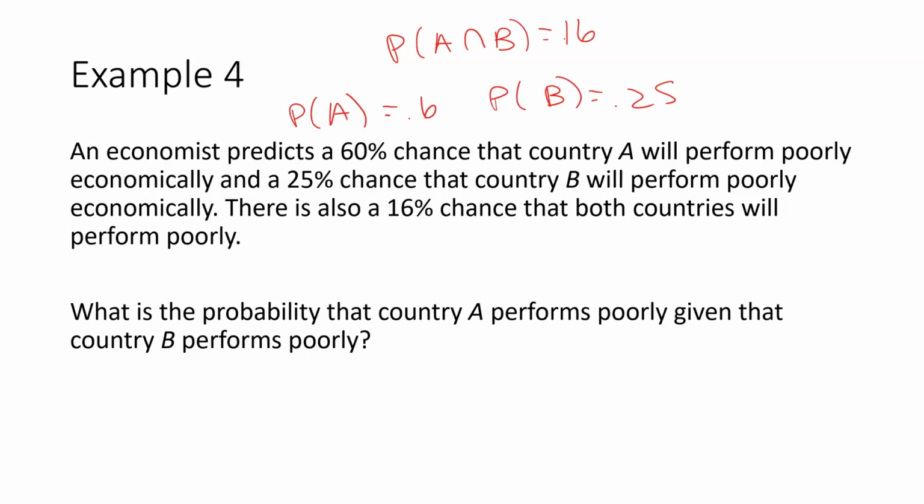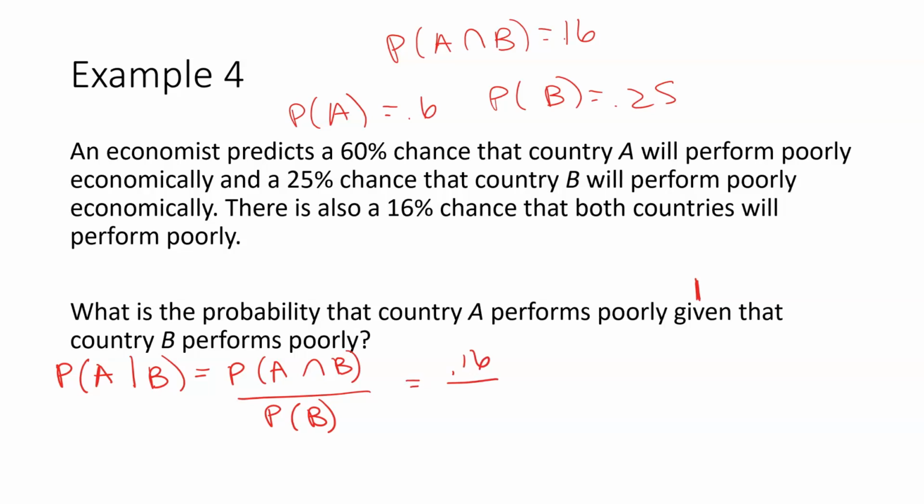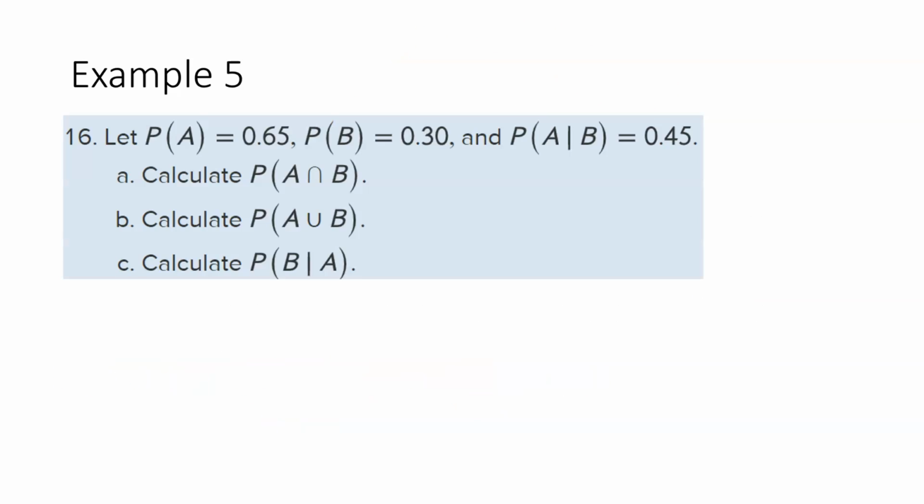What is the probability that country A performs poorly given country B performs poorly? So the probability of A given B. So that's the probability of both over the probability of what's given. Well, we have all those numbers up there. So we type that into our calculator and we get 0.64. That is the probability. We'll do one more example together and then you'll give it a try here.